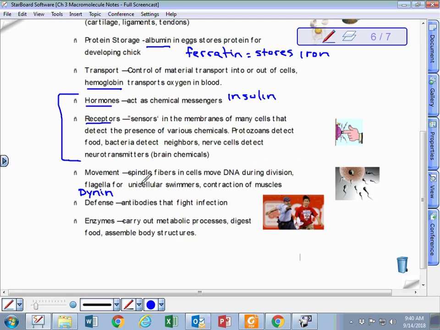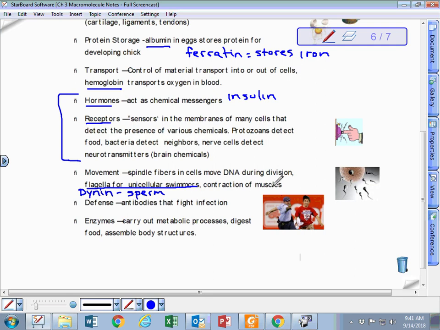Movement. There's a protein called dynein that waves the flagella back and forth on unicellular swimming organisms, or in humans, sperm. The protein waves the flagella back and forth and makes it swim like it's swimming with its little tail.